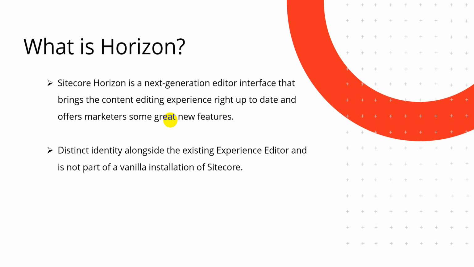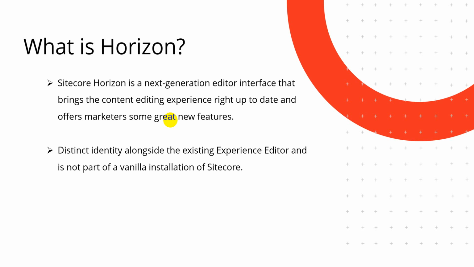So the first thing is, what is Horizon? It's a next generation interface that brings the content editing experience right up to date and offers marketers some great new features. In short, it's a new editing interface which your editors or content authors can use, and they can edit the content the same way they used to on Experience Editor or Content Editor. But compared to Experience Editor and Content Editor, it's quite fast. It also has some other features which are not present on Content Editor and Experience Editor. So we'll try to cover all those features which got introduced with this.